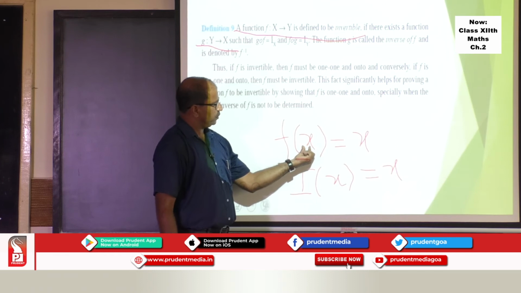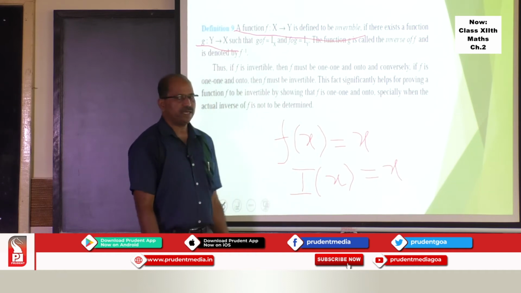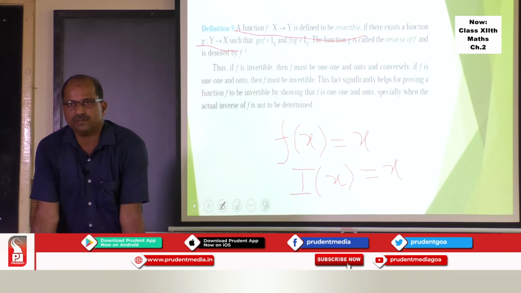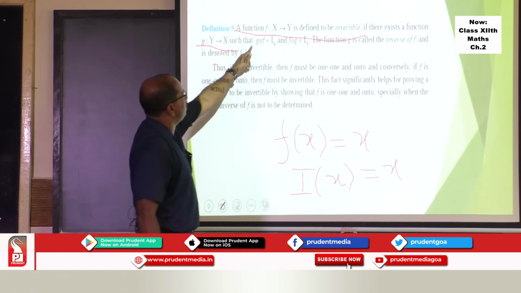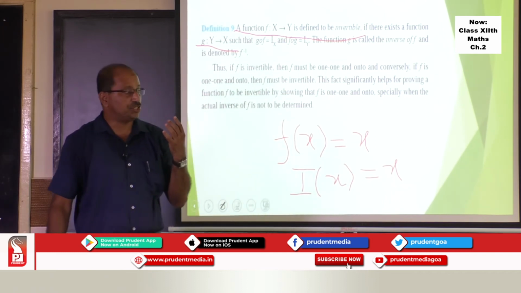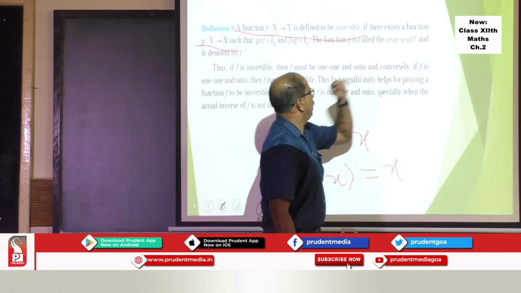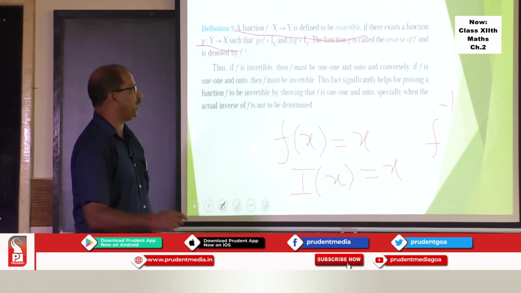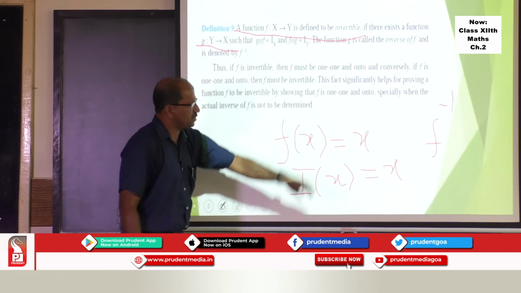So, when image of any number is the same number, image of x is equal to x, we say that function is an identity function, is a straight line passing through origin, making 45 degree with the x-axis. So, identity function. So, g composite f is equal to I, f composite g is also equal to I, and then we say that g is called inverse of f, and the inverse is denoted by the notation f inverse. This is the notation for the inverse of f. So, instead of using g, we can say f inverse.